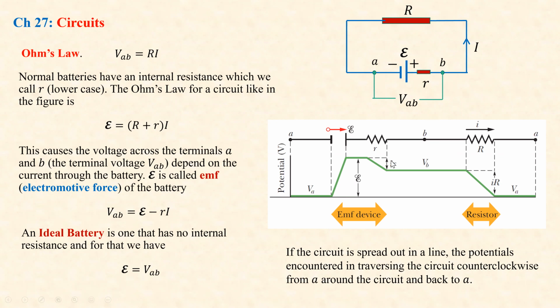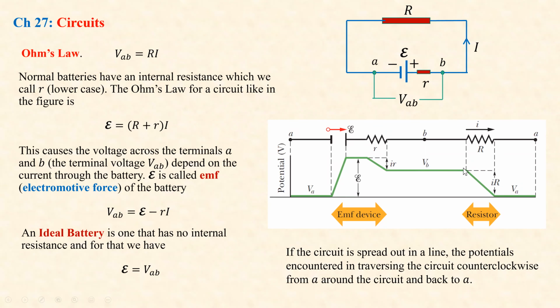And this figure shows how potential changes when you go through the battery from A back to A, going counterclockwise. Here, the potential is VA, and then if you cross the battery, it goes up to EMF of the battery, and then go over the internal resistance that reduces the potential by I times R. I is the current. I use capital I. The book uses lowercase i.